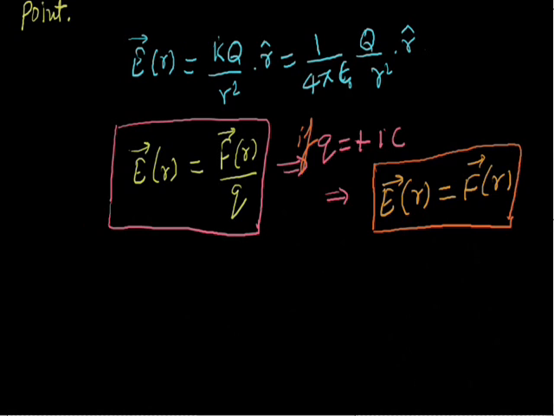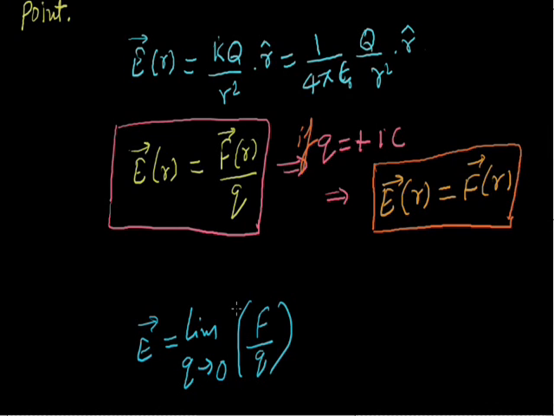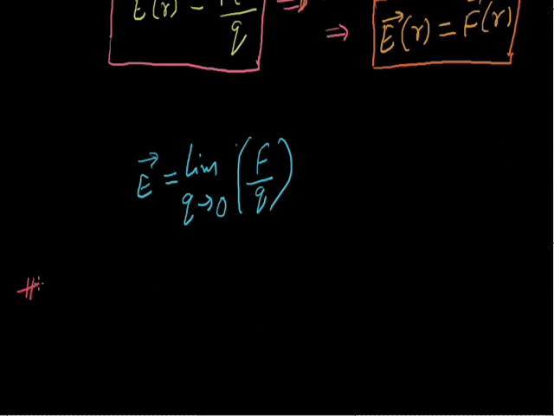We also can write this in a different format: E vector equal to limit q tends to 0 but not 0, F upon q. When q is negligibly small but F upon q is finite, then we can define E as such. Next, we have electric field due to system of charges.